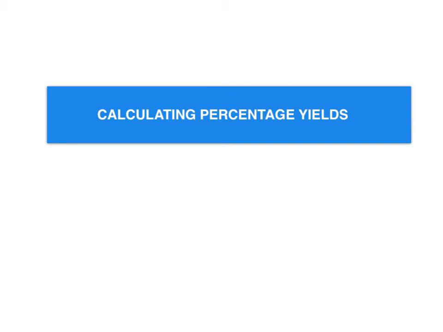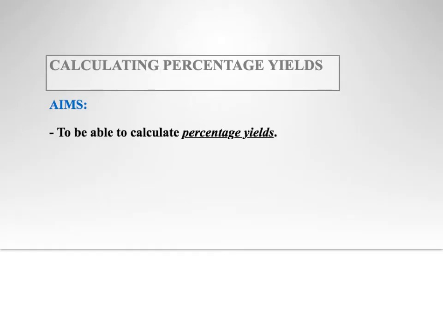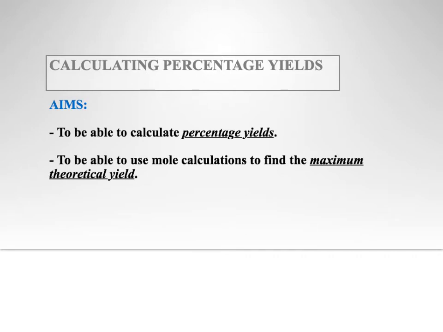We have two aims here. Firstly, to be able to calculate percentage yields. This means understanding the concept and being able to carry out calculations. And secondly, to be able to use mole calculations to find the maximum theoretical yield. You could be asked to do this in an exam question.